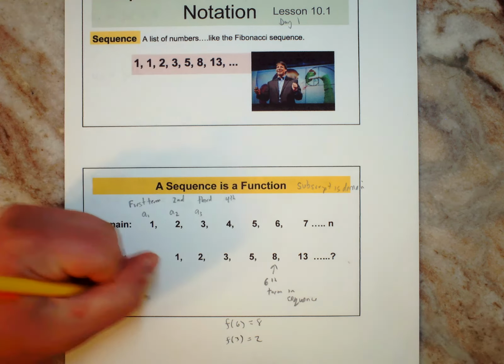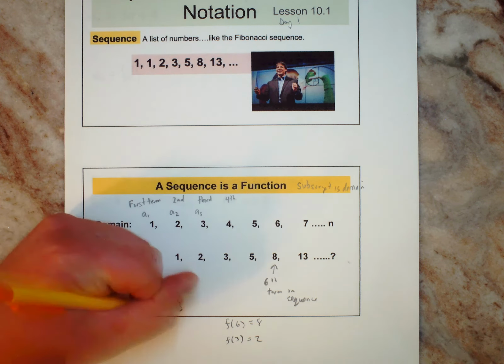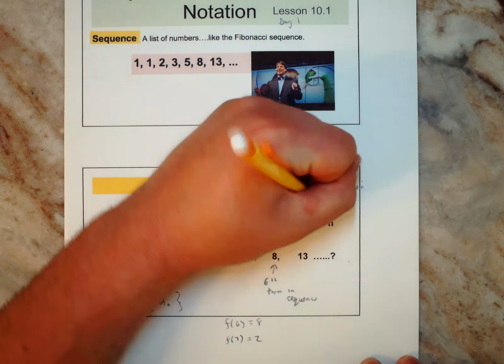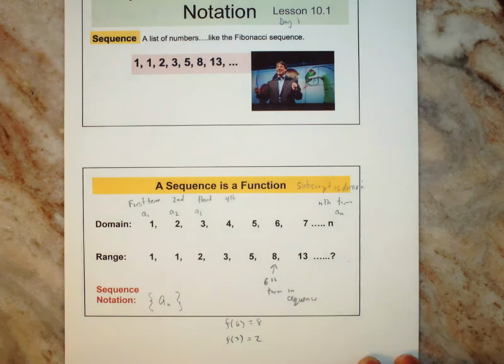Our sequence notation uses these curly brackets, a sub n. Again, don't be confused: the first term is a sub 1, the second term is a sub 2, and the nth term is a sub n. That's the domain, and the range is whatever the value is. We use the letter a with a subscript to represent function values of a sequence rather than the usual function notation. So the subscripts make up the domain.